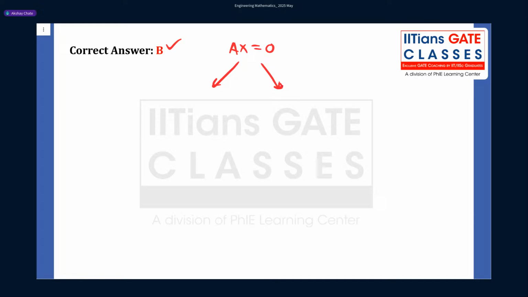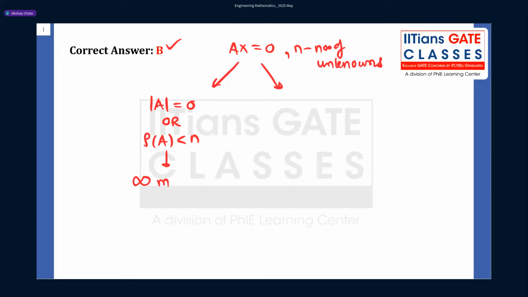Okay, so if your coefficient matrix is a square matrix, then you can take the determinant of it, and if that determinant comes 0, or in some cases it can be a rectangular matrix. So if the rank of your coefficient matrix is less than n, where n is the number of unknowns, in those cases you would get infinitely many solutions.